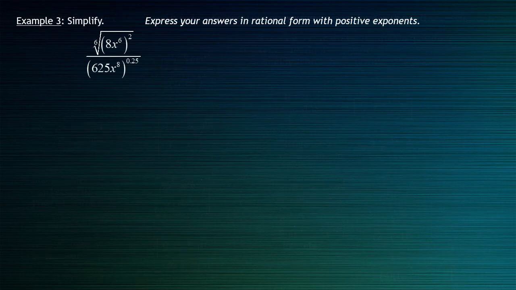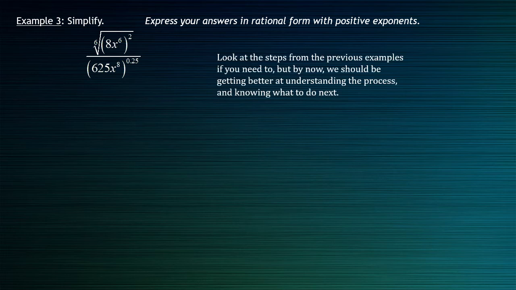Example 3 is to simplify. Again, we've got that radical symbol in there, which would be better if we just had exponents instead of radicals. So can you think of what way we could write the square root of 6 without using the square root? Look at the steps from the previous examples if you need to, but by now we should be getting better at understanding the process and knowing what to do next. So I don't want you memorizing a bunch of steps. I want you understanding how to tackle a problem like this. What do I do first, right?